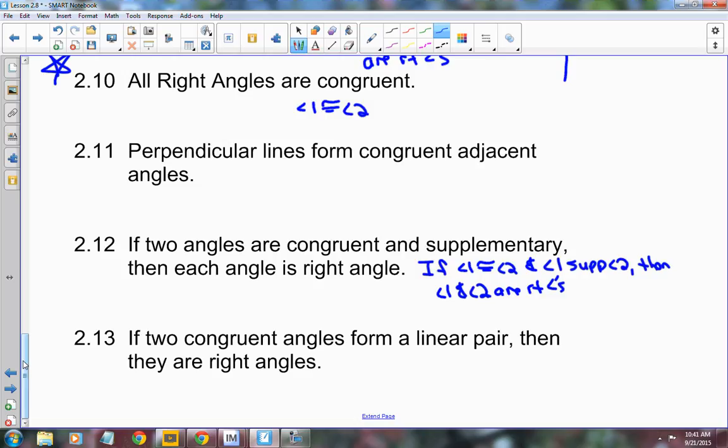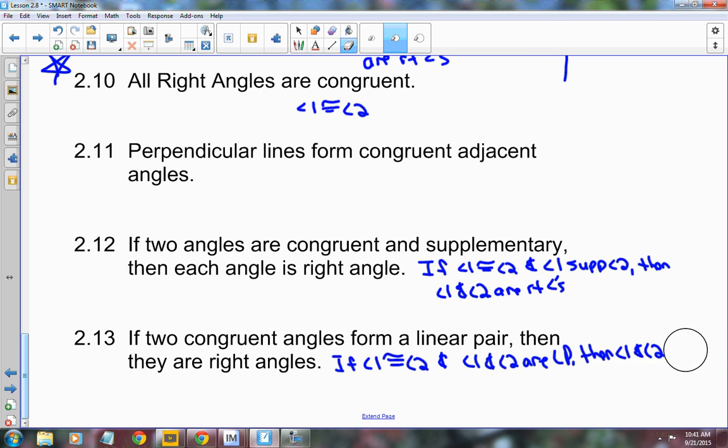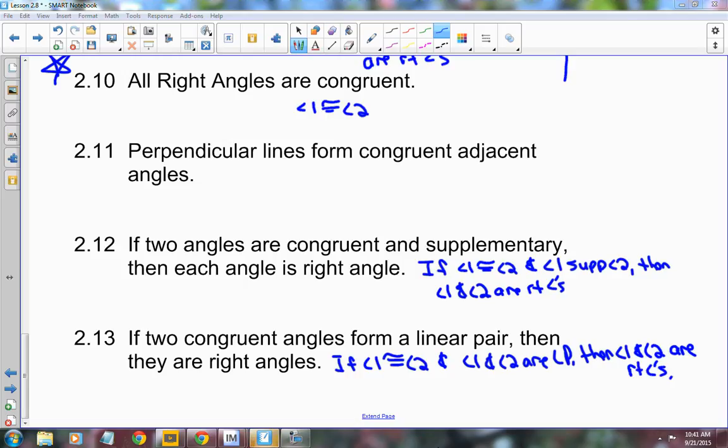And then this last one says that if two congruent angles form a linear pair, then they are right angles. This one you might use in a couple of proofs here, that 212. But basically this one says, again, if angle 1 is congruent to angle 2 and angle 1 and angle 2 are a linear pair, then angle 1 and angle 2 are right angles. Okay, any questions?